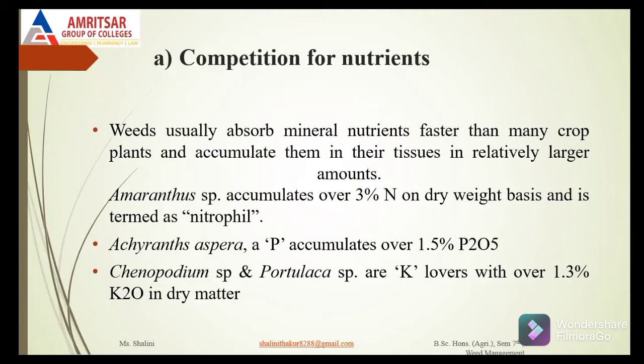Similarly, other weeds like Achyranthes aspera consume maybe 1.5% of P2O5 from the soil. Next is Chenopodium album. They are potassium lovers, as Amaranthus is a nitrogen lover and Achyranthes a phosphorus lover. So Chenopodium album and Portulaca species are the potassium lovers. They have 1.3% of K2O in their dry matter.